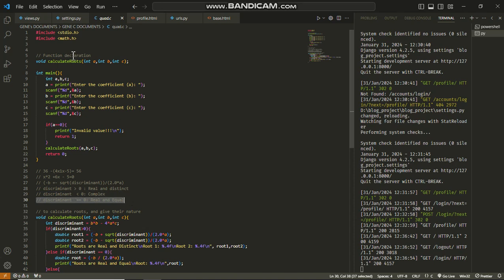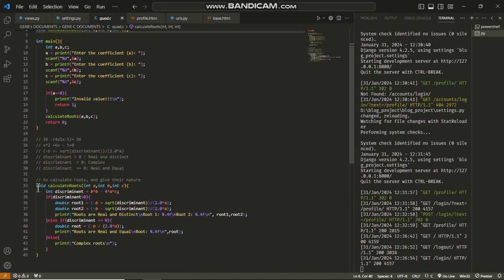We shall first declare our function. As you can see, after writing our header files, we declare our function, which is going to be of the data type void, and we're going to call it calculate roots, and it has parameters a, b, and c, all of the integer data type. And then we have declared it, the function declaration. Before getting into our main, we are going to explain how this function works.